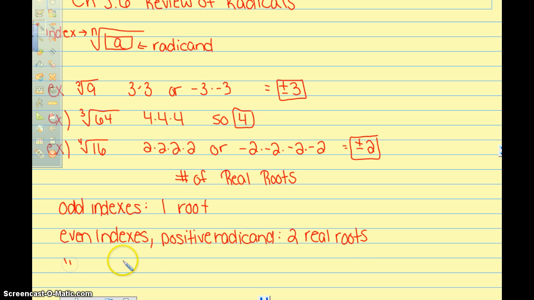If we have an even index, but the radicand is negative in here, remember when you do the square root of a negative number, it comes out as an i. i is imaginary, which is not real. So when my radicand is negative, then I'm going to have 0 real roots.